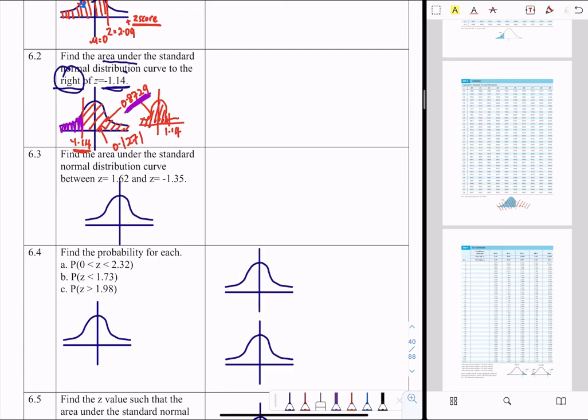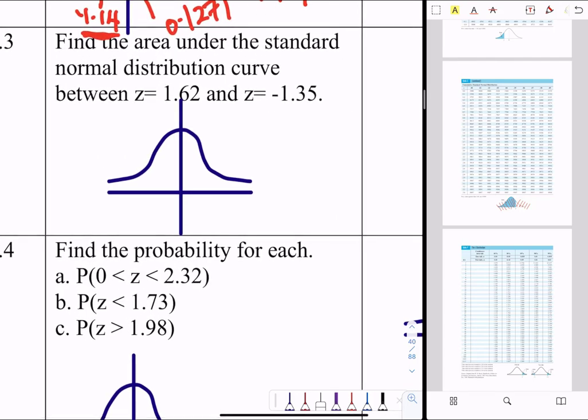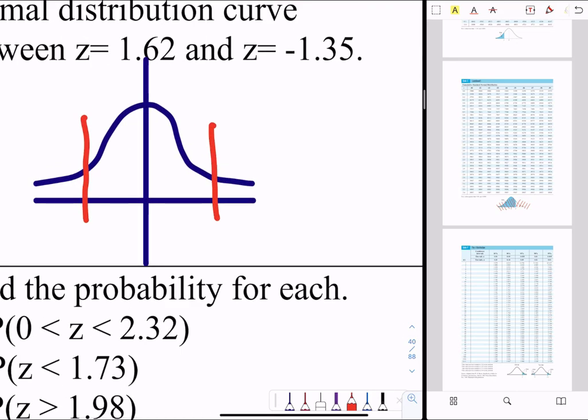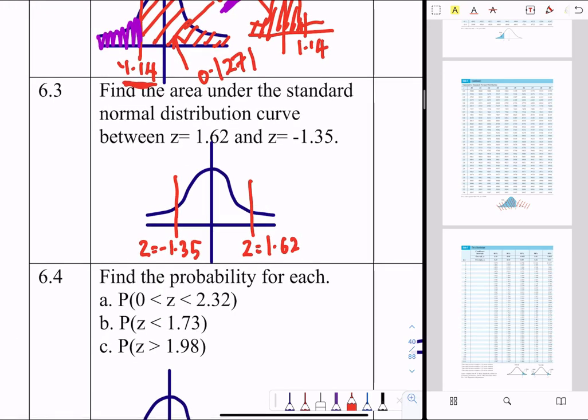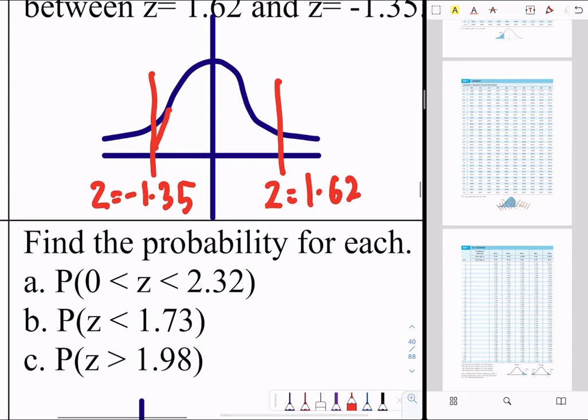6.3. Find the area under the standard normal distribution curve between z equals 1.62 and z equals negative 1.35. Of course, you need to draw the normal distribution curve graph. Then we place the locations: here we have z equals negative 1.35, another one we have z equals 1.62, and they want you to find the area under the graph between.